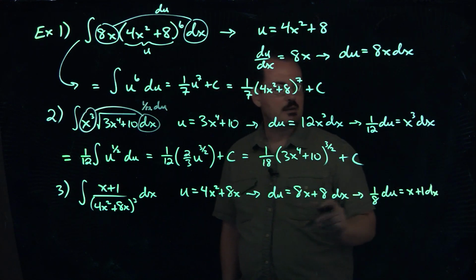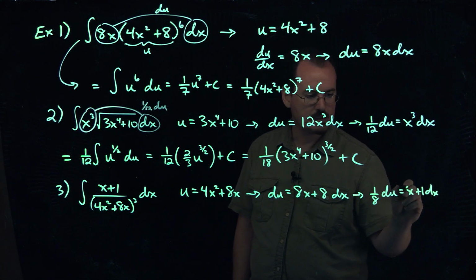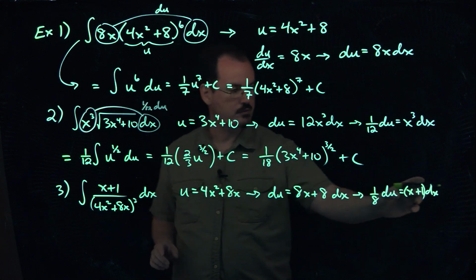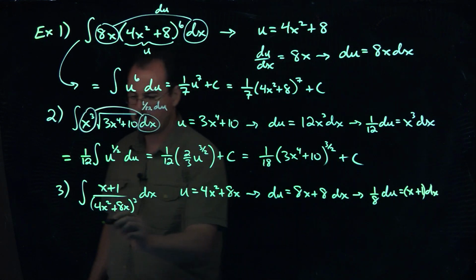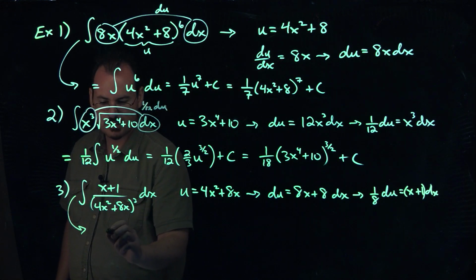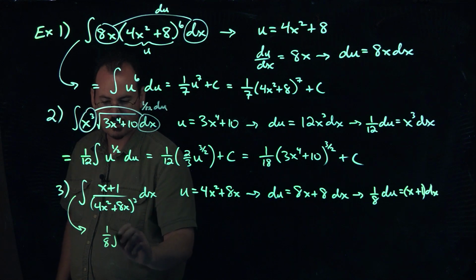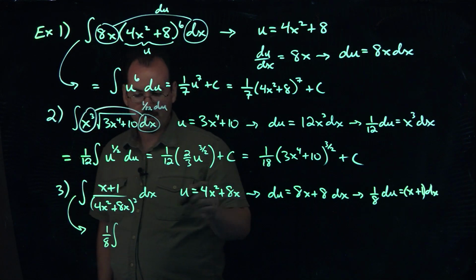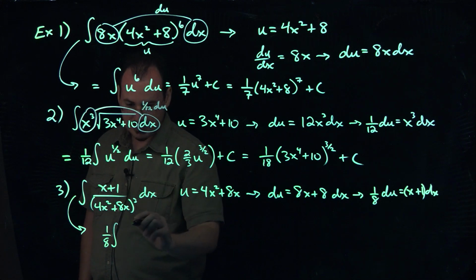So what does that mean? That means when I see x plus 1 dx, well, there it is, x plus 1 dx, okay? X plus 1 dx turns into 1/8 du. So that means my integral is going to change. Any constants can always be put out front. So the 1/8 comes out in front. The x plus 1 dx all changes to du.